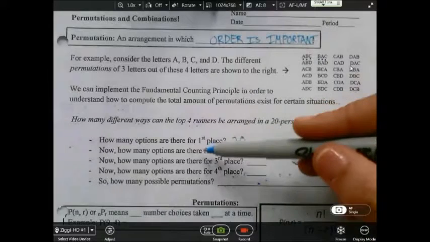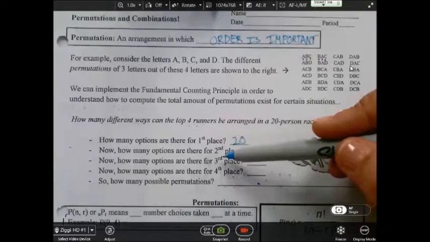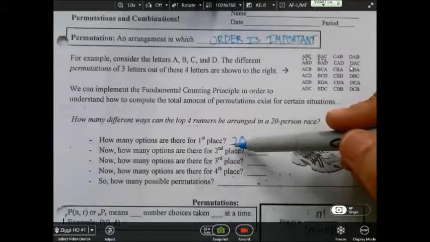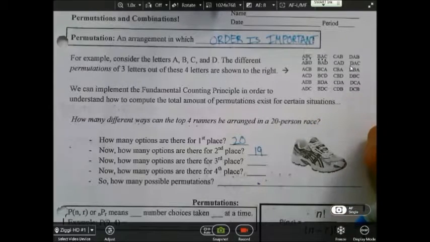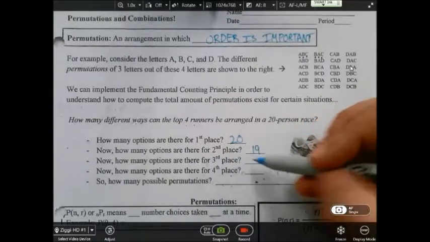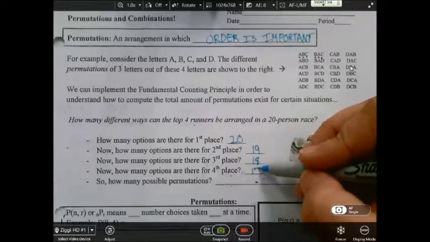However, next time when I go in for second place, you can't have first and second, so 1 of these people has already been selected. That means I now have 19 people to pick from. It's kind of like choosing without replacement. Third place, now I only have 18 people to pick from, and fourth place gives me 17 people to pick from.